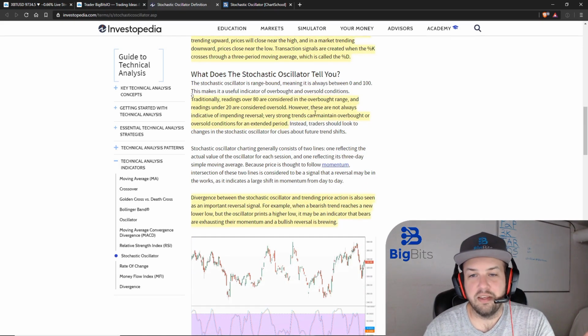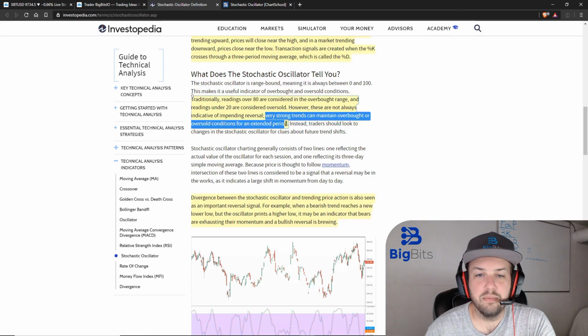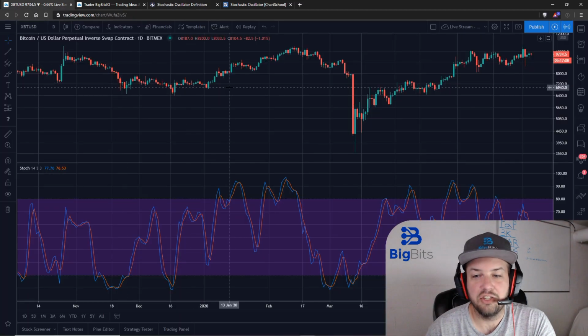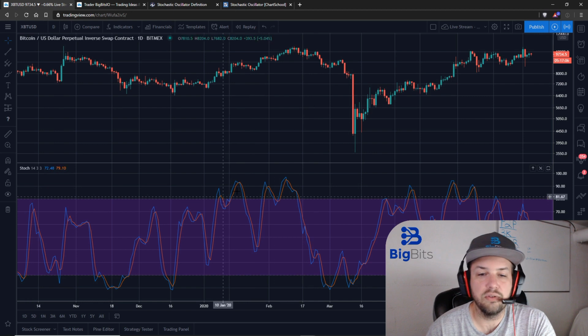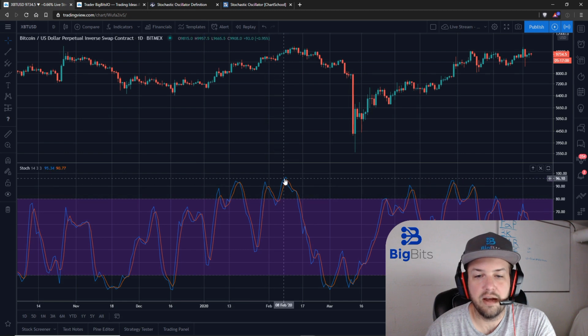And speaking of that, that's actually the next thing they talk about. But they also make sure to highlight that very strong trends can remain overbought or oversold for an extended period. And this is very true with this indicator, and price can sort of not change a whole lot even though it is high. So you'll notice here on the chart, it is overbought, dips out of it and comes back in, and it stays that way for a while.